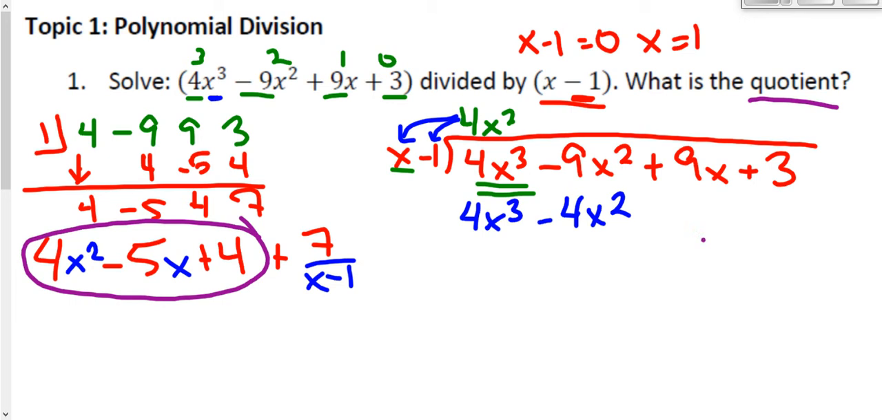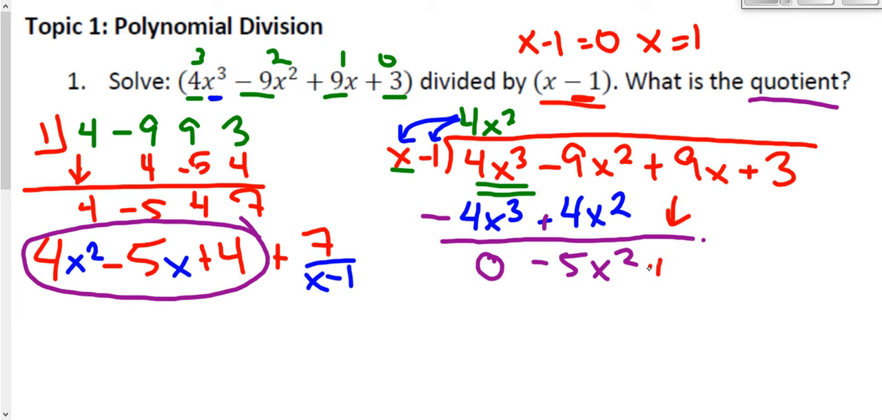I'm going to subtract. So the easiest way to subtract is to change all of the signs that I just got and then just add up and down. 4x cubed plus negative 4x cubed is just 0. And negative 9x squared plus 4x squared is negative 5x squared. That's it for my process. I'm just going to be repeating that process over and over again.